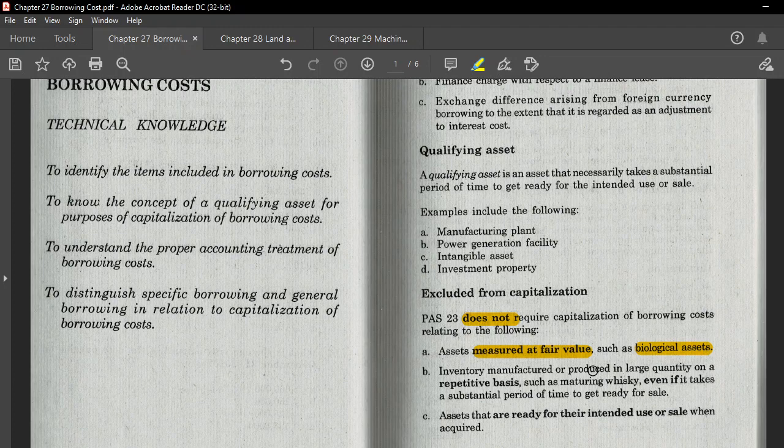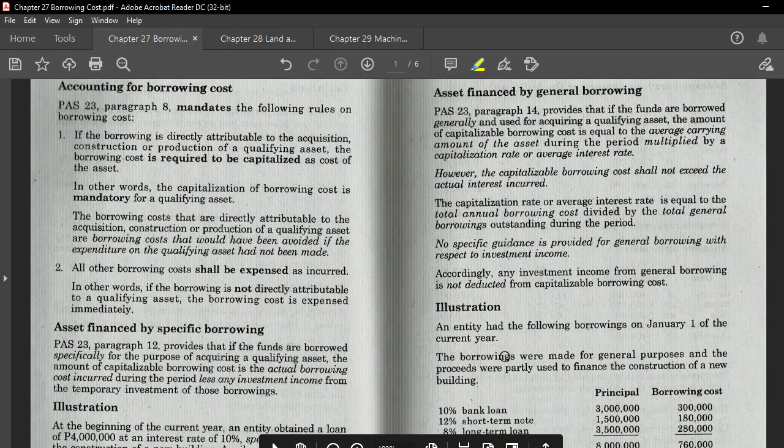So, pariyaan na, more than 1 year. That doesn't mean nga PPE na siya. That doesn't mean nga ang imuhang fund nga giutang, ang mga costs or borrowing that fund would be automatically included in the capital. Hindi. Kasi, again, repetitive siya or recurring naman siya na activity. Assets that are ready for their intended use or sale when acquired. So, ayun. Like your inventory.